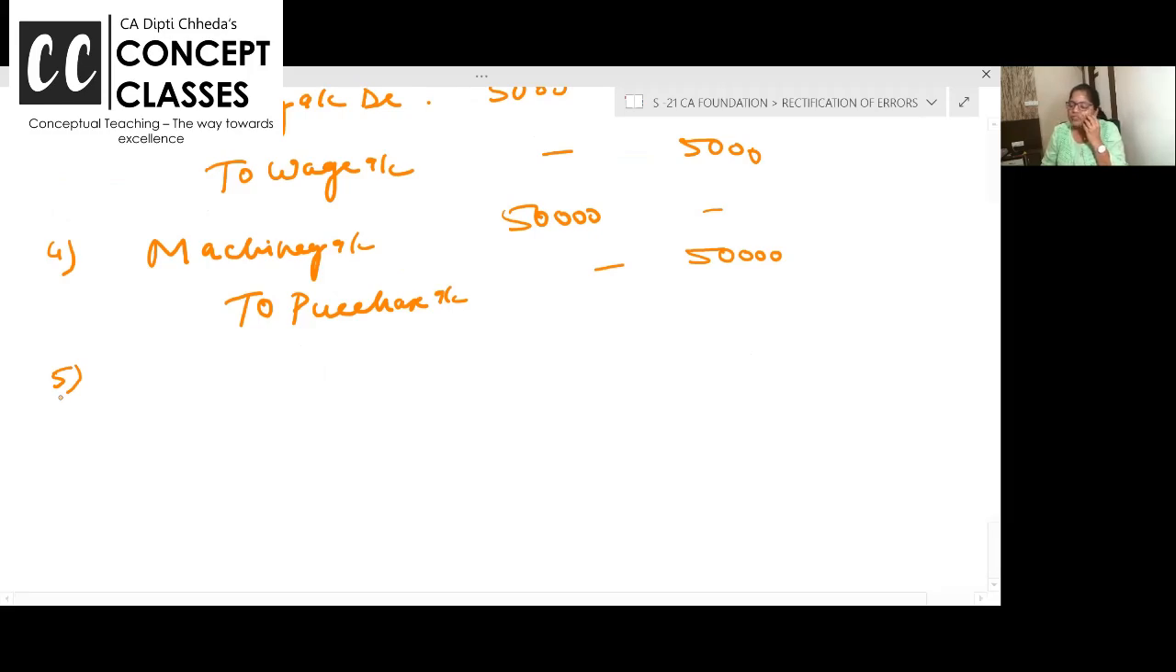Sold old furniture for 5,000 and passed it through the sales book. Very good. You've sold old furniture for 5,000 and you've passed it through the sales book. So when furniture is sold, furniture should be credited. You didn't credit it, now credit furniture. And your sales wrongly credited. This is not sale of goods. This is sale of furniture. So sales wrongly credited, now debited 5,000.